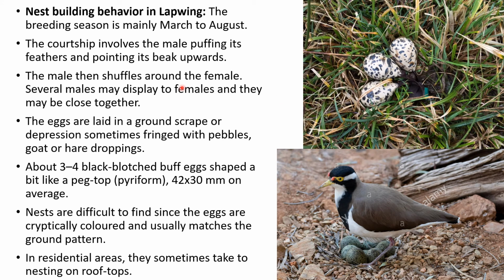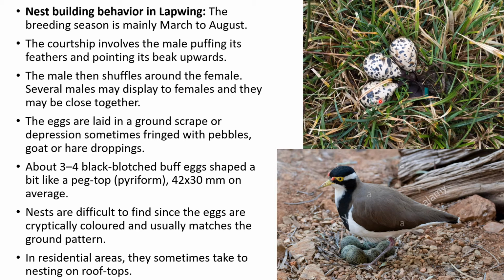So let us move further and look into the study of nesting behaviors in lapwings. The breeding season of these lapwings is mainly March to August. The courtship involves the male puffing its feathers and pointing its beak upwards. The male then shuffles around the female. Several males may display to females and they may be close together. The eggs are laid on the ground.